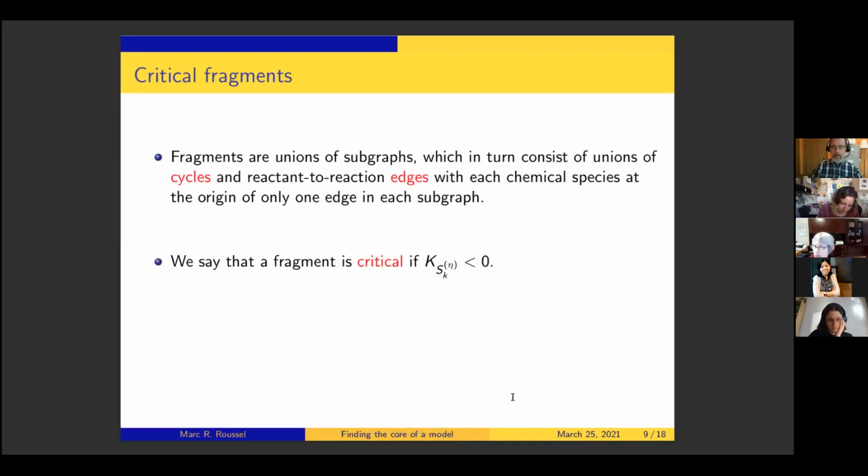So the fragments I'm going to most talk about are called critical fragments.